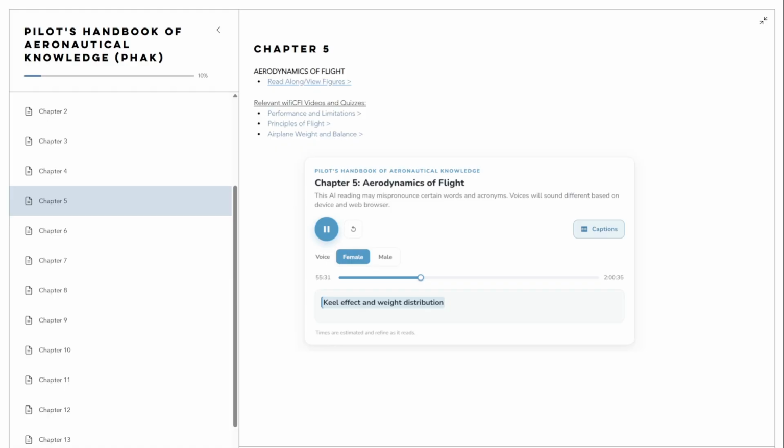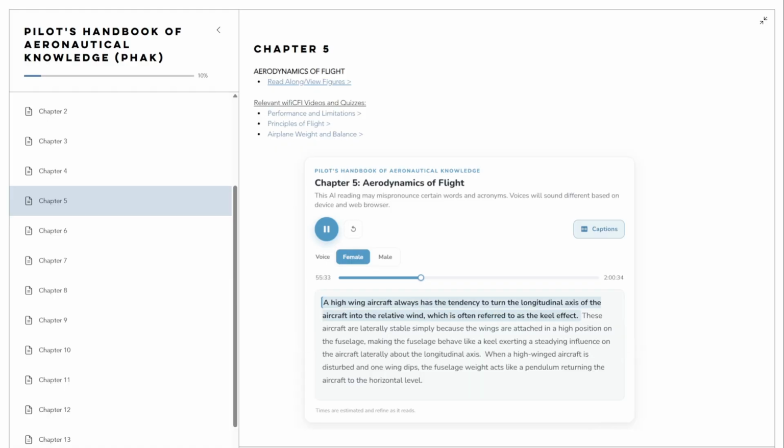Keel effect and weight distribution. A high-wing aircraft always has the tendency to turn the longitudinal axis of the aircraft into the relative wind, which is often referred to as the keel effect. These aircraft are laterally stable simply because the wings are attached in a high position on the fuselage, making the fuselage behave like a keel exerting a steadying influence on the aircraft laterally about the longitudinal axis.